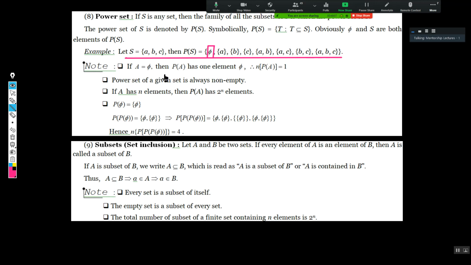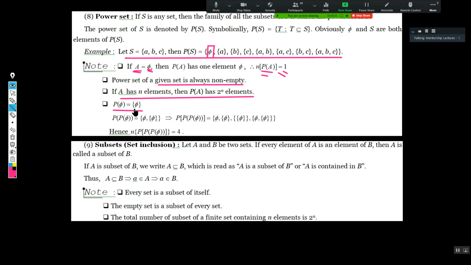So if A is the null set, P of A has one element, the null set. So number of elements of P of A is equal to 1. Null set will have cardinal number 0, and its power set has cardinal number 1. So power set of a given set is always non-empty, obviously. If A has n elements, then P of A has 2 power n elements. Just now I have shown it. P of phi is equal to the set containing phi.